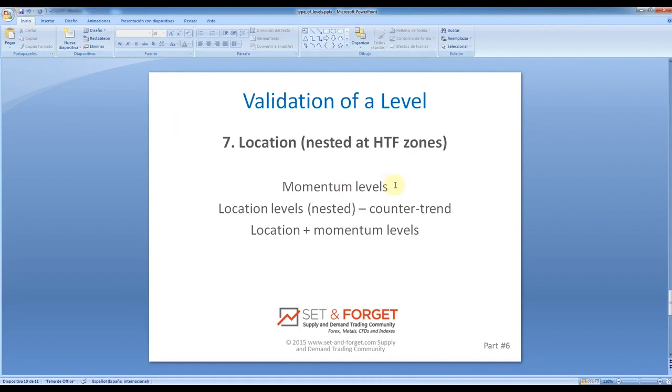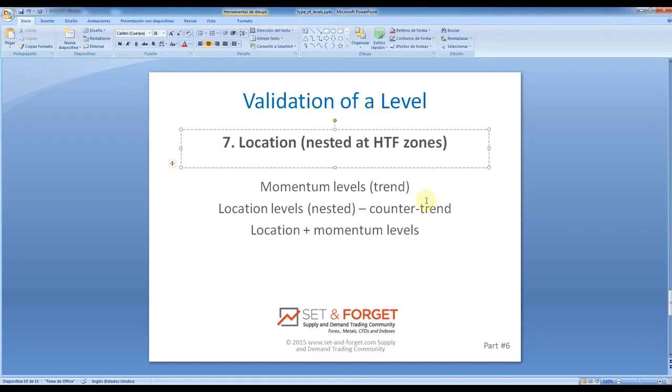The momentum type of levels, they are trend levels. They go with the trend. And the location momentum type of levels, they are both. Okay, normally. But better if they go with the trend.